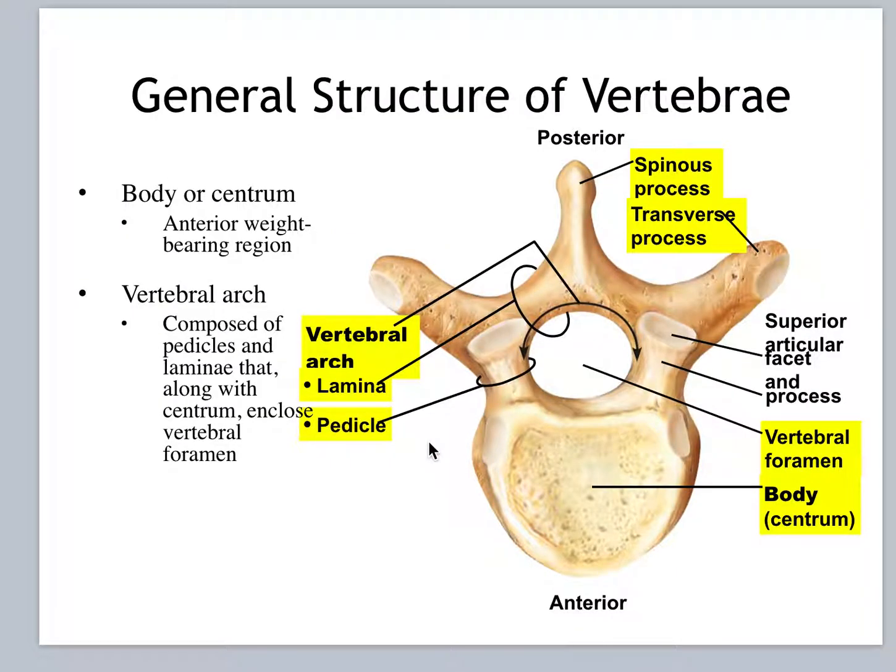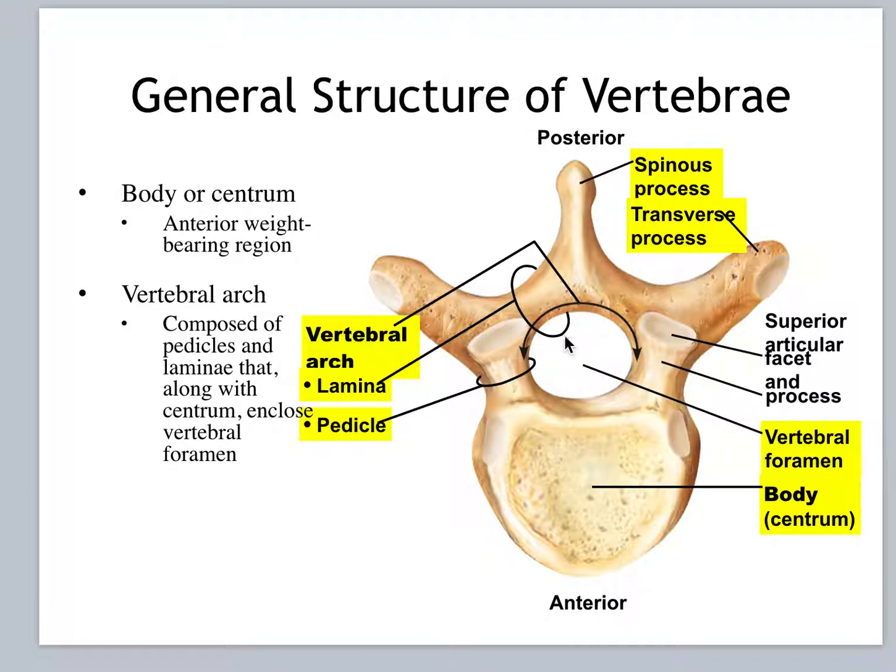We'll look at the general structure of just your basic general vertebra. There's several features that are common to most all vertebrae. First of all, there's the body of the vertebra. This is the weight-bearing portion of the vertebra. Just about all the vertebra from C2 down have a body. In the center, there's a vertebral foramen.